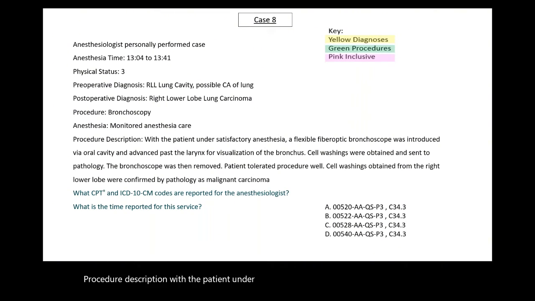a flexible fiber optic bronchoscope was introduced via the oral cavity and advanced past the larynx for visualization of the bronchus. Cell washings were obtained and sent to pathology. The bronchoscope was then removed. The patient tolerated the procedure well. Cell washings obtained from the right lower lobe were confirmed by pathology as malignant carcinoma. And you have 2 minutes to solve.